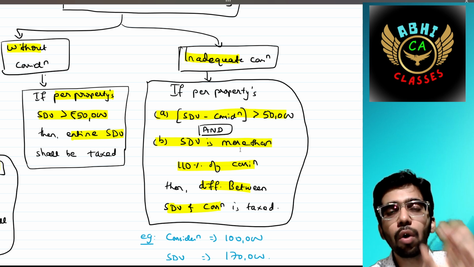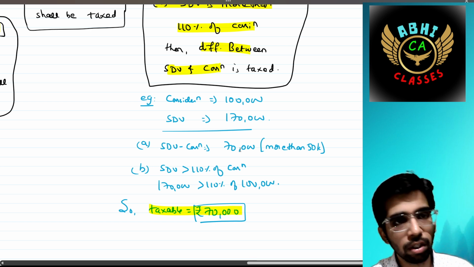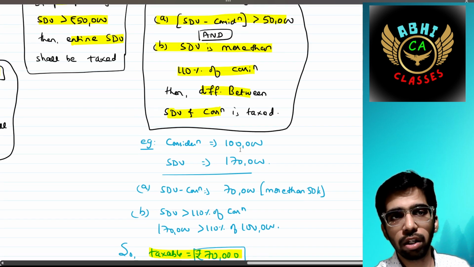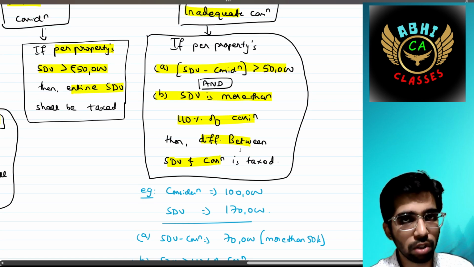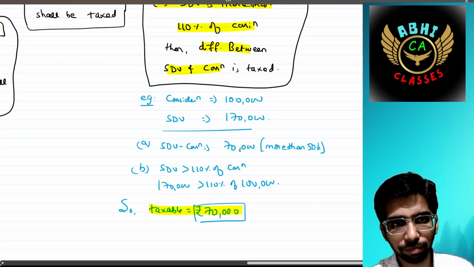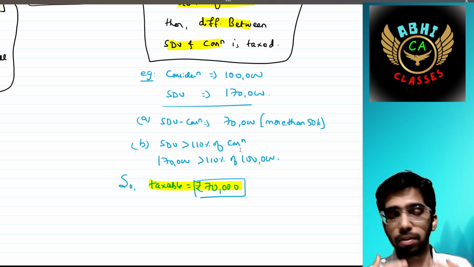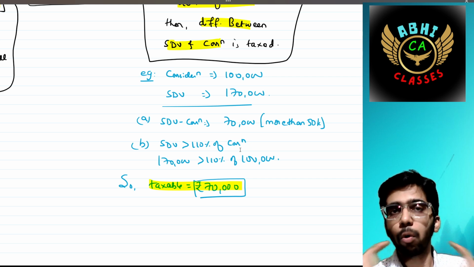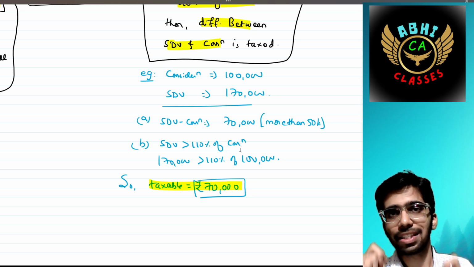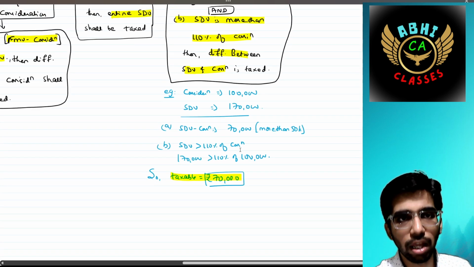In order to give you a clear-cut picture of this provision, we have taken one example. The consideration of the land and building is, let's say, 1 lakh, whereas the SDV on the date on which the gift has been provided is 1 lakh 70,000. The first criterion is that SDV minus consideration should be more than 50,000. In our case, the difference is 70,000, which is more than 50,000. The second condition is that SDV is more than 110% of the consideration. In our case, the consideration is 1 lakh, its 110% is 1 lakh 10,000, but SDV is 1 lakh 70,000, which is obviously more than 110% of the consideration. So both conditions are satisfied, and the difference between SDV and consideration, that is 1 lakh 70,000 minus 1 lakh, that is 70,000, is to be taxed under section 56(2)(x) under income from other sources. I hope everything is clear.